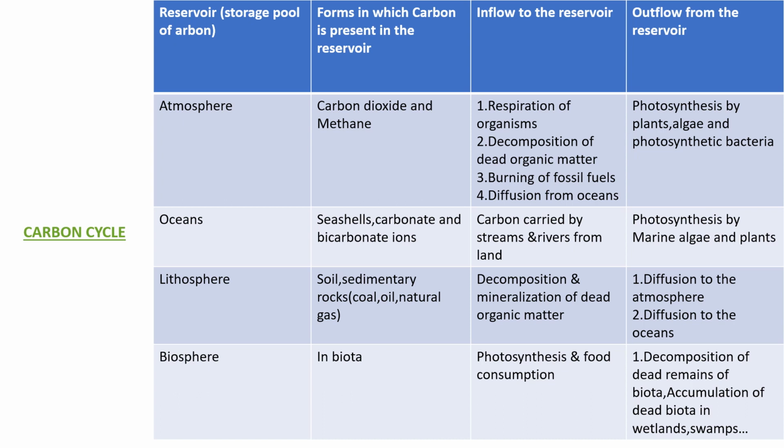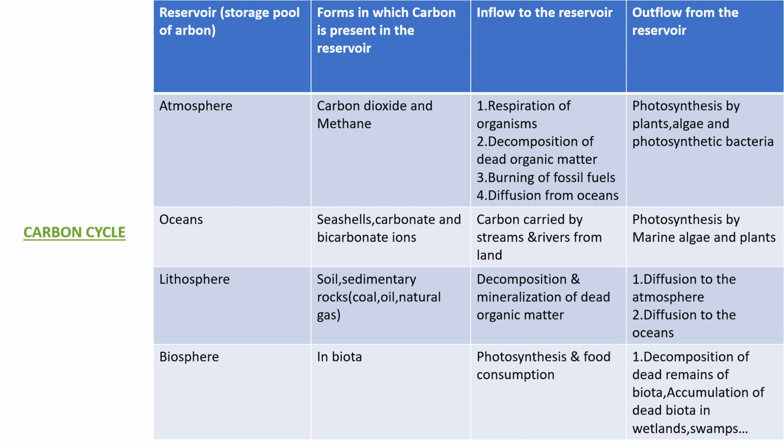Now, carbon comes to the atmosphere through four different processes: respiration of organisms, decomposition of dead organic matter, burning of fossil fuels, and diffusion from oceans. The carbon moves out of the atmosphere through the process of photosynthesis. Similarly, oceans also act as a carbon reservoir. Carbon is present in the form of seashells, carbonates, and bicarbonate ions in the oceans. Oceans obtain carbon from the land through the activity of streams and rivers. The carbon moves out of the oceans again by photosynthesis of marine algae and marine plants.